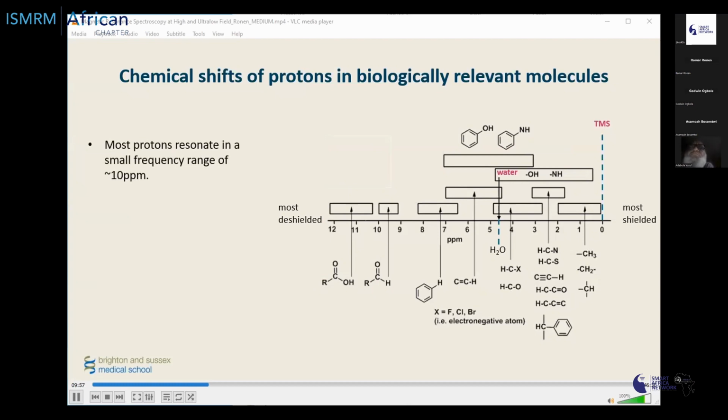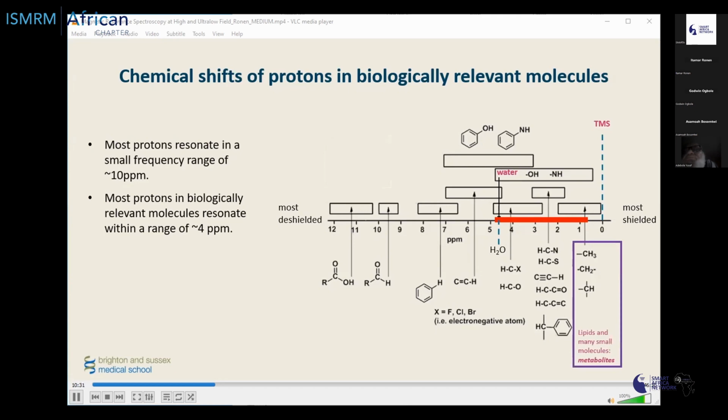Now, most protons resonate in this very narrow range of about 10 parts per million. So from 0 ppm, which is the resonance of the TMS, all the way to about 10 or even 12 ppm for certain molecules that are actually non-biologically relevant. Most of the biologically relevant molecules, most of them, not all of them, resonate in a very narrow range between about 0.5 ppm all the way to the resonance frequency of water.